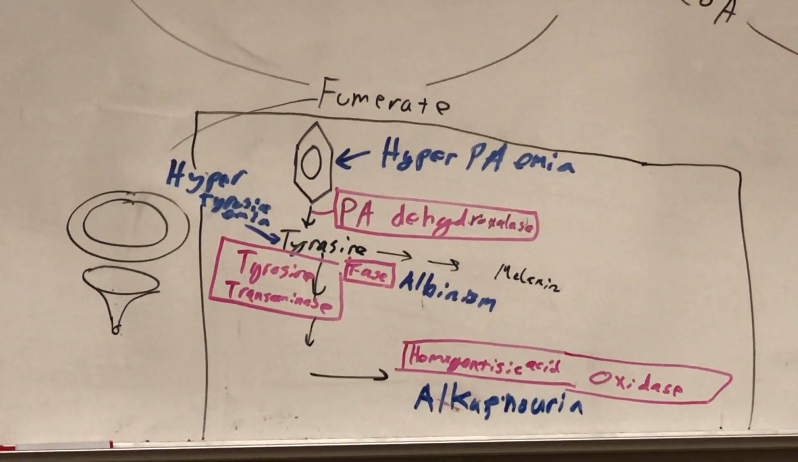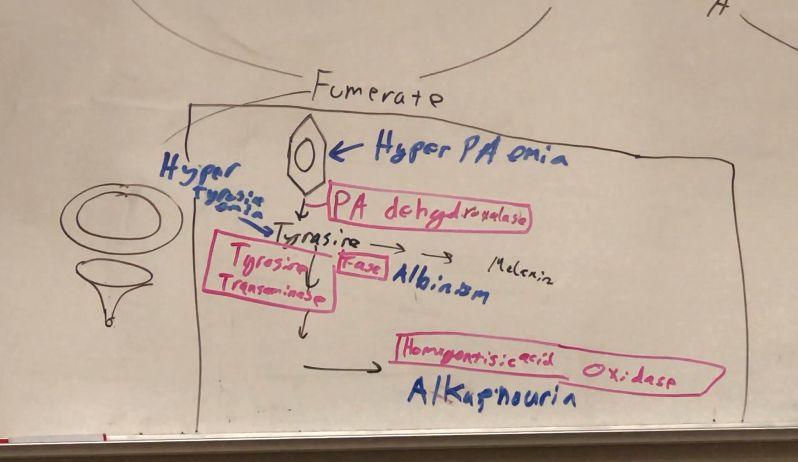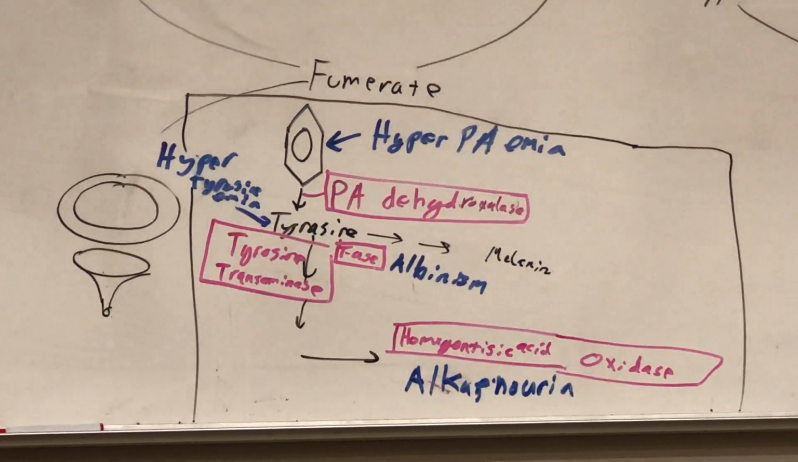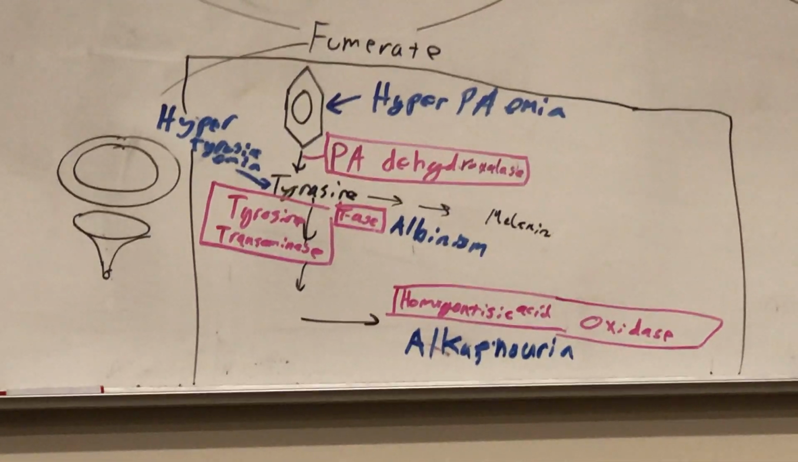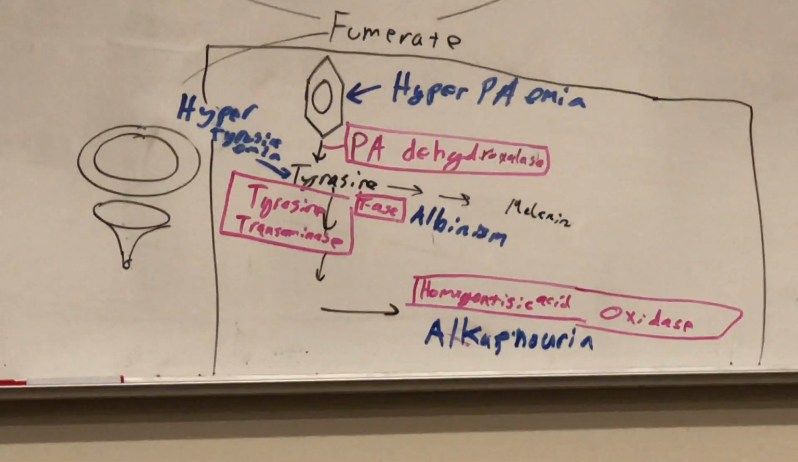Excellent. Is that one homogentisate dioxygenase? Is that what that one is? Yes. Okay, thank you. And that's very important. She said that one is very important. Alkaptonuria is one that you want to know the cause for. That one and the first one, phenylalanine hydroxylase, are the most important.